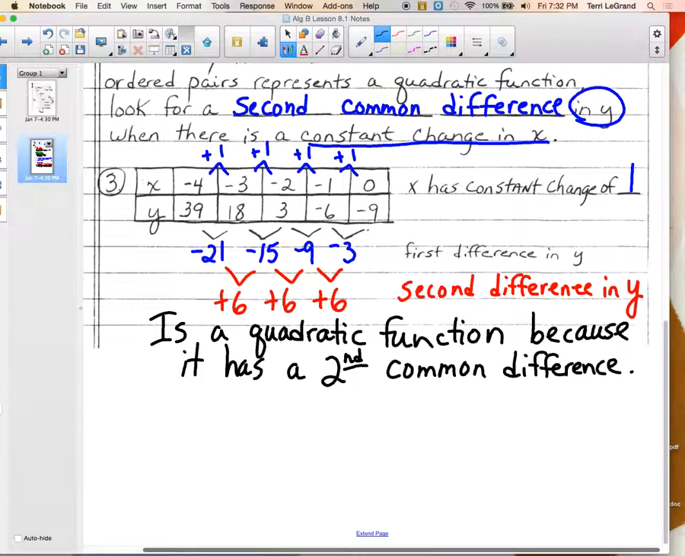So when we have a table of ordered pairs, without graphing them, we can tell whether it would give us a U-shaped graph. And we don't have an equation. We have no idea if this U-shaped graph would open up or open down. But we do know that it's quadratic.